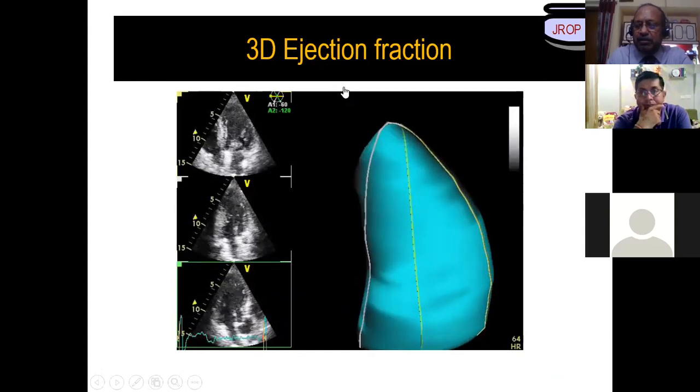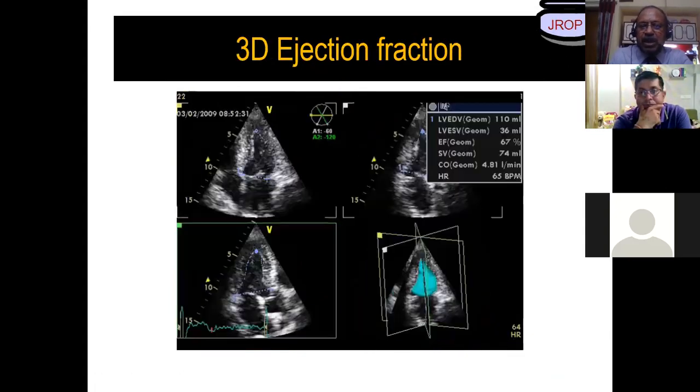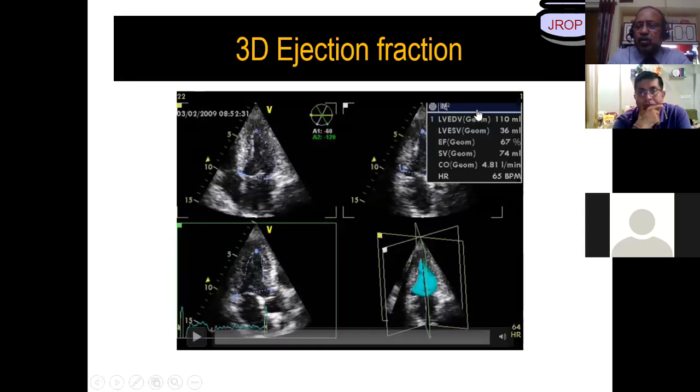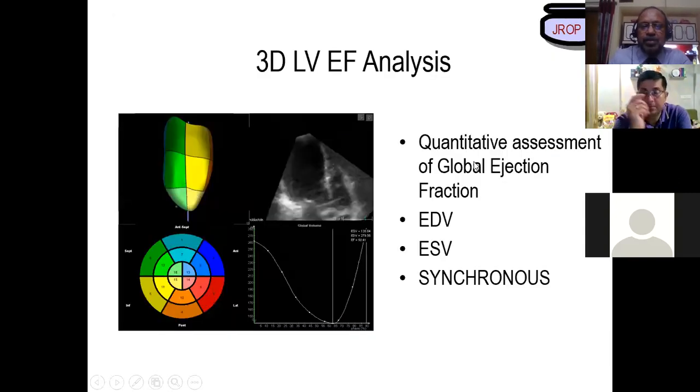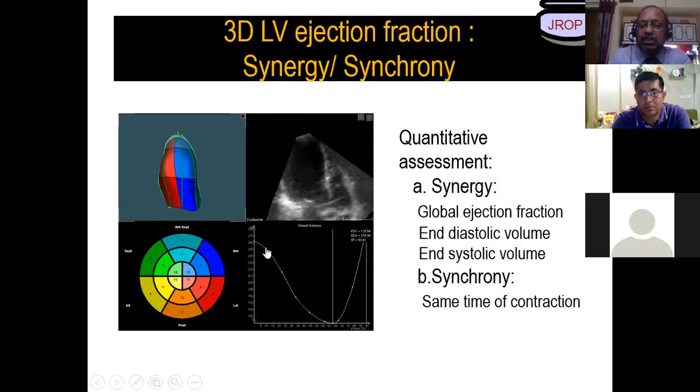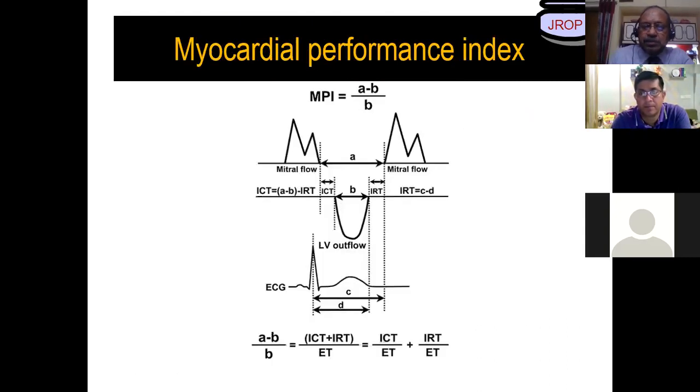This is another module of 3-dimensional echo, which I showed you a couple of minutes back. This kind of 3-dimensional multiplanar imaging can give you online ejection fractions, online volumes, stroke volume, heart rate and cardiac output. And this 3-dimensional ejection fraction can give you end-diastolic volume and end-systolic volume, and the synchronicity with which all segments are contracting, whether at the same time or not. This is just to expose you. This is not at your level to talk about in basic courses.